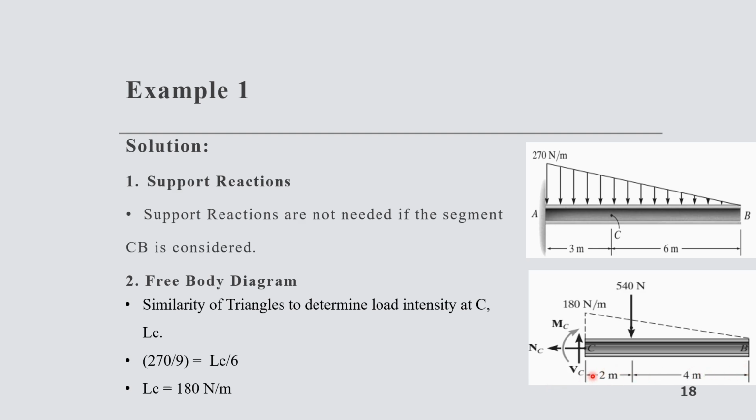we will know that the first step is the determination of the load intensity at this point C. Because this 270 Newton per meter is the load intensity at point A. How can we determine the load intensity at point C? By using the similarity of triangles. So 270 over 9 will be equal to LC, the load at this point C, over this distance, that is 6. So LC comes out as 180 Newton per meter.